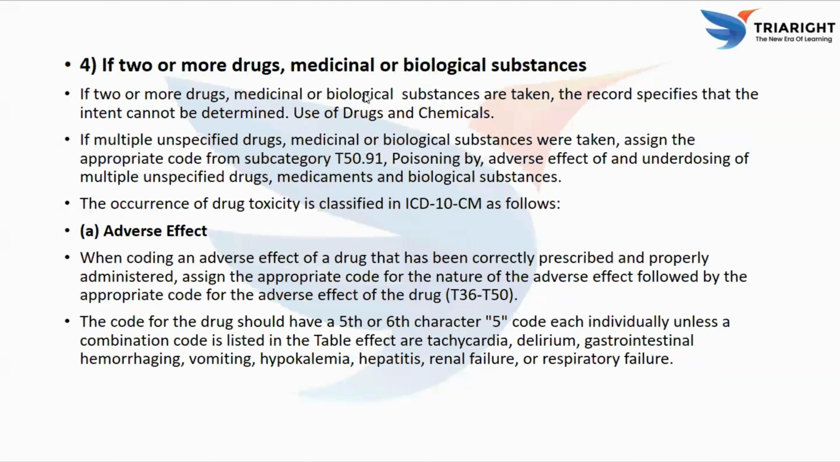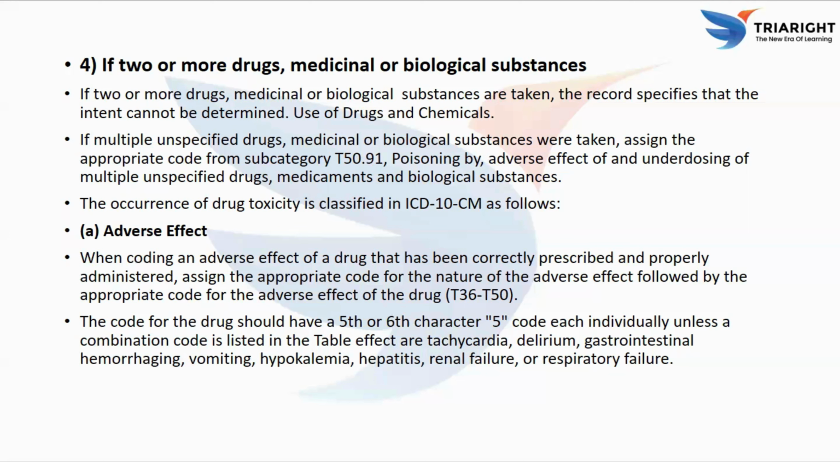If two or more drugs, medicinal or biological substances are taken, sometimes a patient takes more than one drug and the exact intent, accidental, intentional, etc., cannot be determined, or the exact drugs are not clearly identified. In such cases, ICD-10-CM gives us specific rules. When intent cannot be determined, refer to the table of drugs and chemicals to identify the correct code range. The final code selection must always be confirmed in the tabular list.